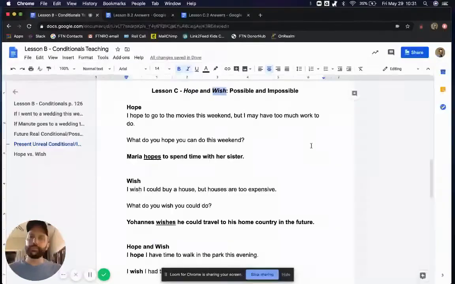hope expresses something that's possible. This is a little bit easier than lesson B. Hope expresses something possible, and wish expresses something impossible. Okay, that's basically what this boils down to. Okay, so just take a look at the first one.